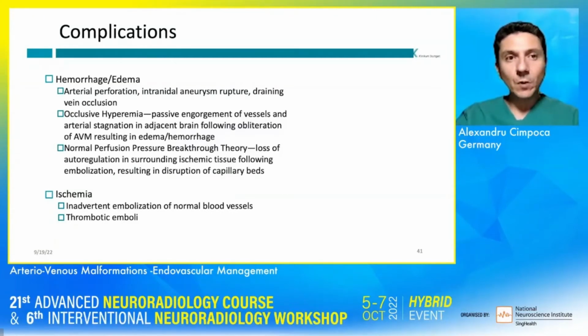Complications. Well, there are hemorrhagic and ischemic complications. The hemorrhagic complication can be a result of arterial perforation, occlusion of the draining vein with venous congestion and bleeding, and also the so-called normal perfusion pressure breakthrough. That would be the loss of autoregulation in surrounding ischemic tissue following embolization.